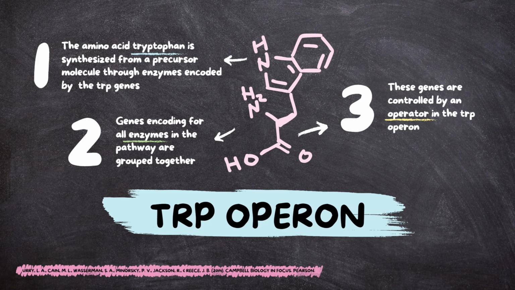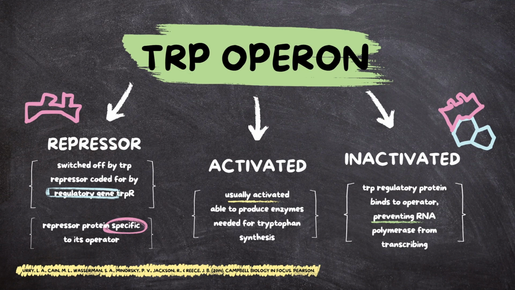The amino acid tryptophan is synthesized from a precursor molecule through enzymes encoded by TRP genes. When the bacteria lacks this particular amino acid, it is able to synthesize it through this pathway. Genes encoding for all the enzymes in this pathway are grouped together with a single promoter. These genes are controlled by an operator in the TRP operon. The TRP operon is switched off by the TRP repressor, coded for by the regulatory gene TRPR. Each repressor protein is specific to its operator.